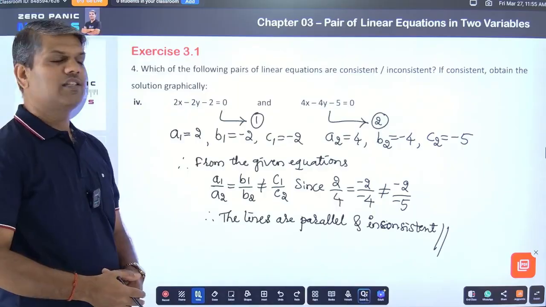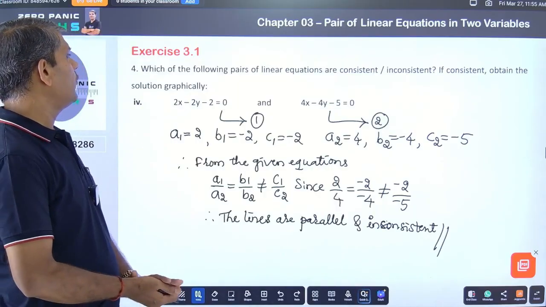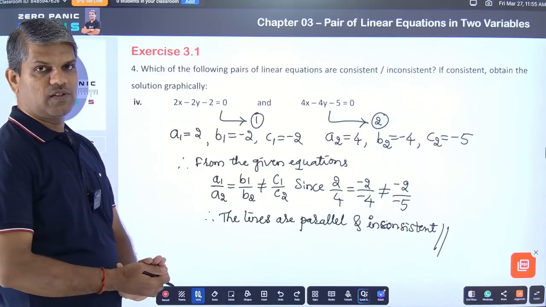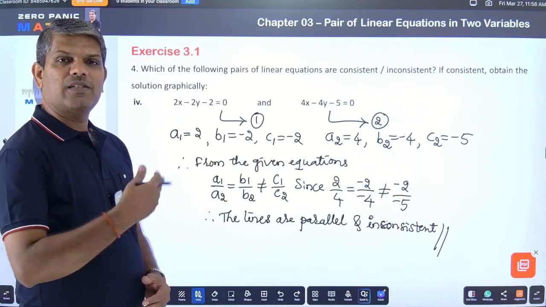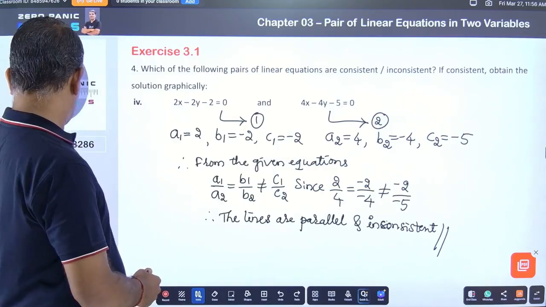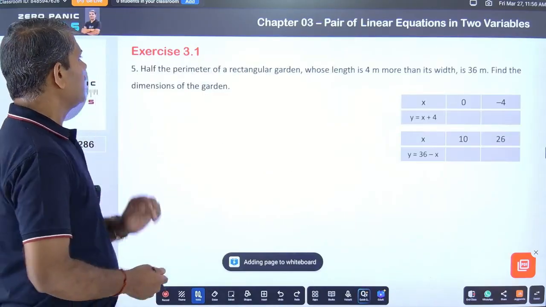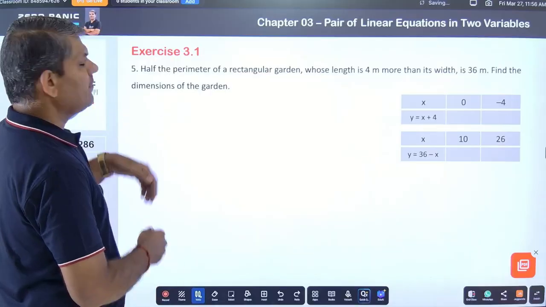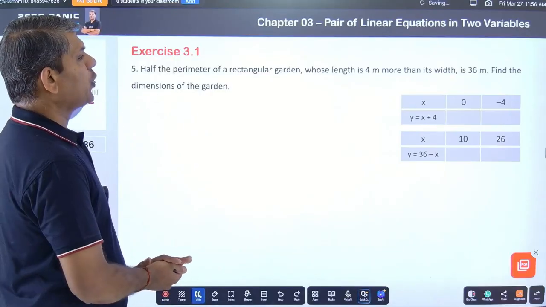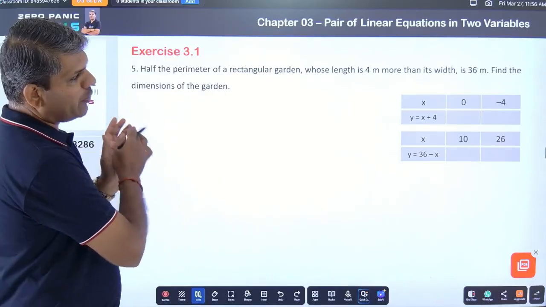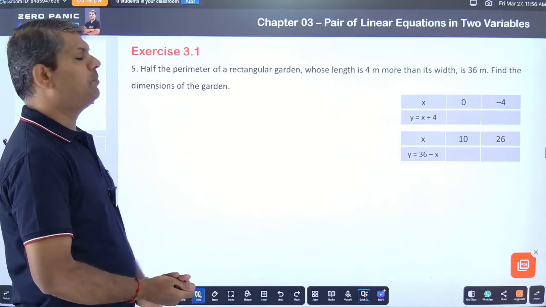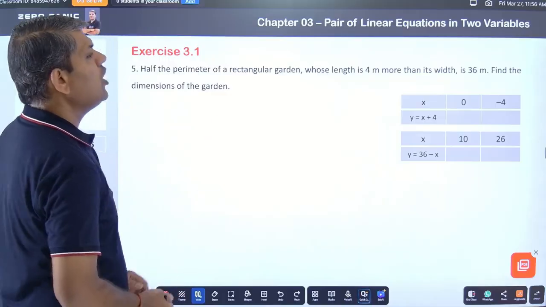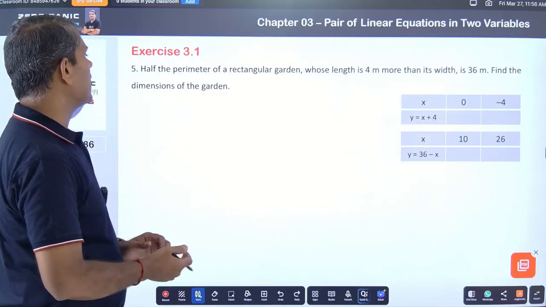Fine. This is the solution for the fourth problem in the fourth set of questions. Okay. Let us move to the next questions. So this is the fifth set of questions, and here the question given is something descriptive. Let us identify what is given and what is required for us.